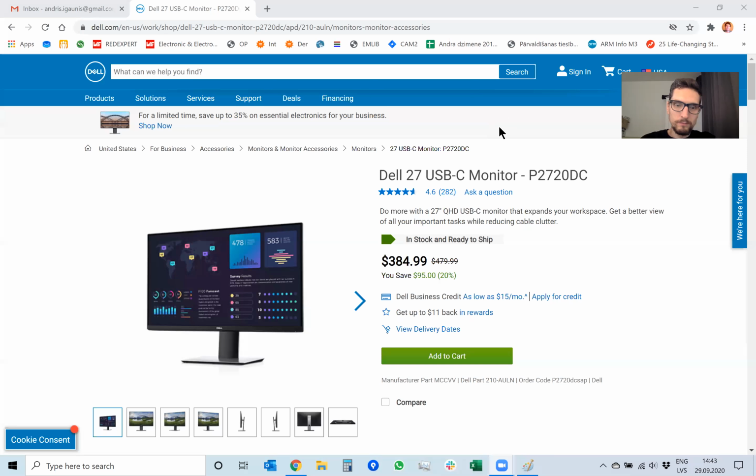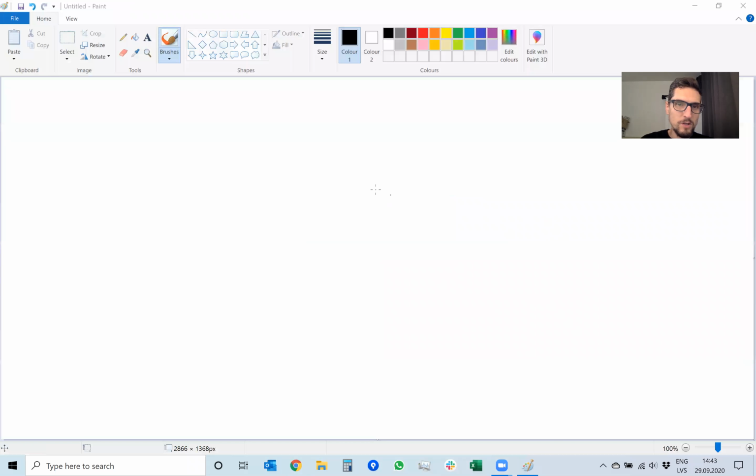Okay, so last time we spoke about frequency of the wireless signal. And today we will talk a little bit about modulation and its properties for wireless signal transmission. So, we have this paint, and I'll draw you some properties of wireless signals.